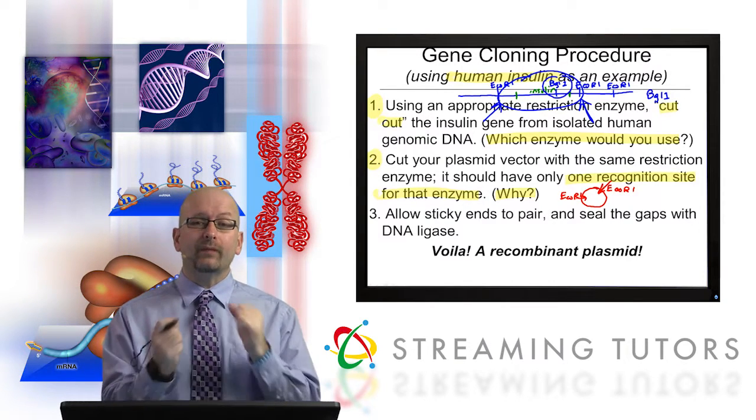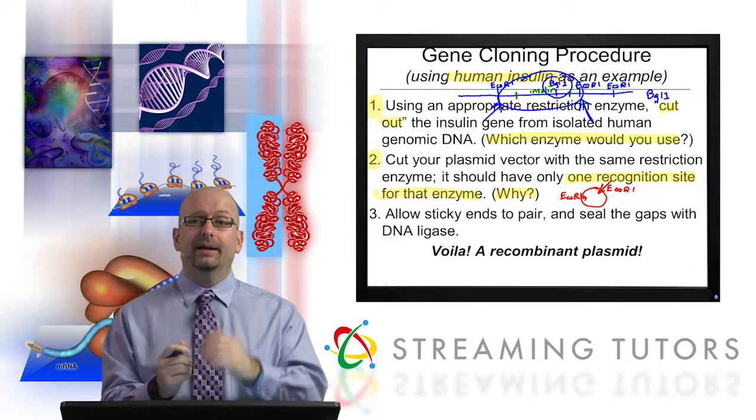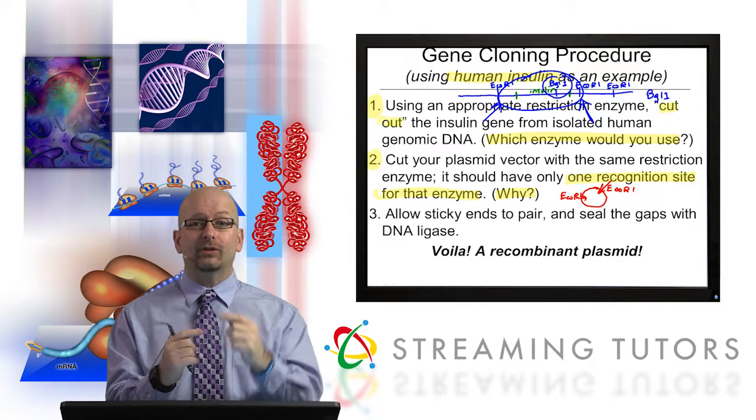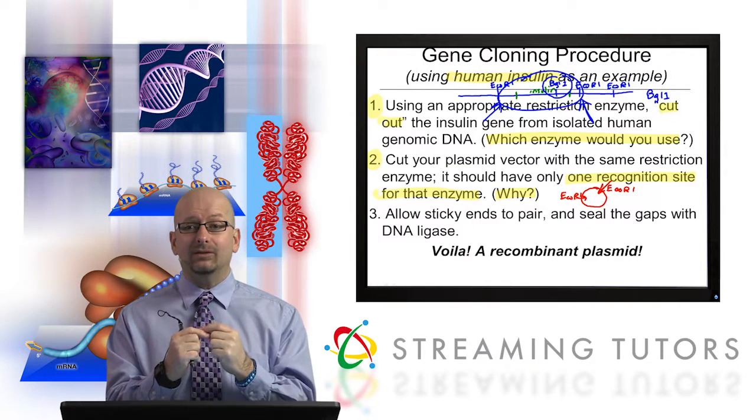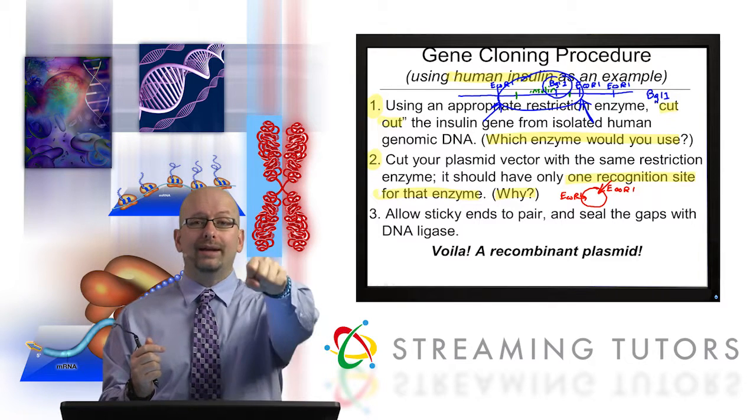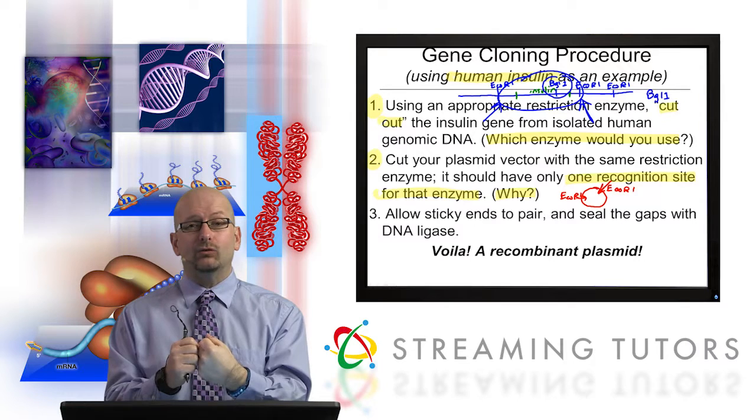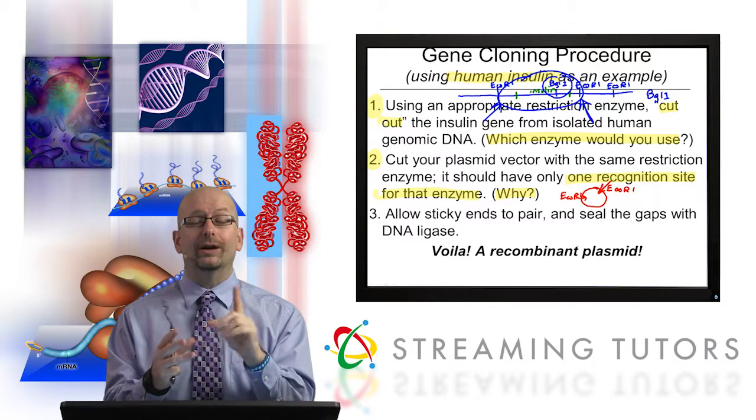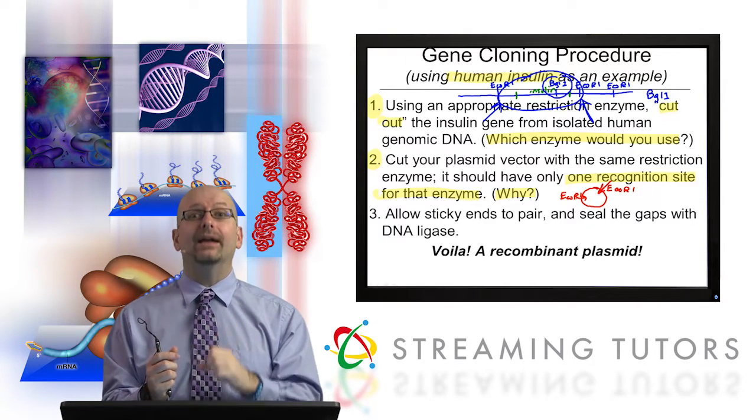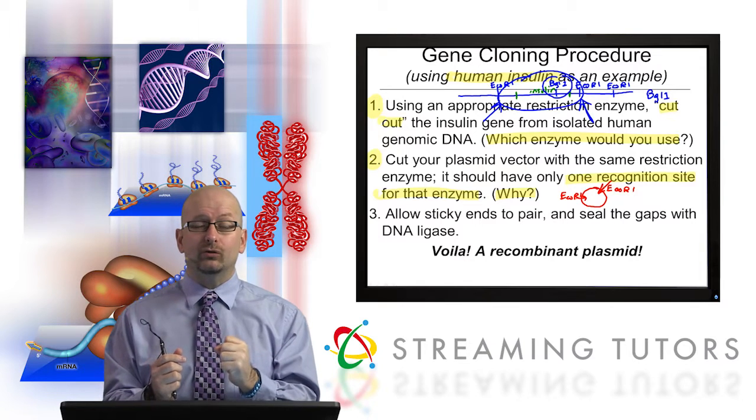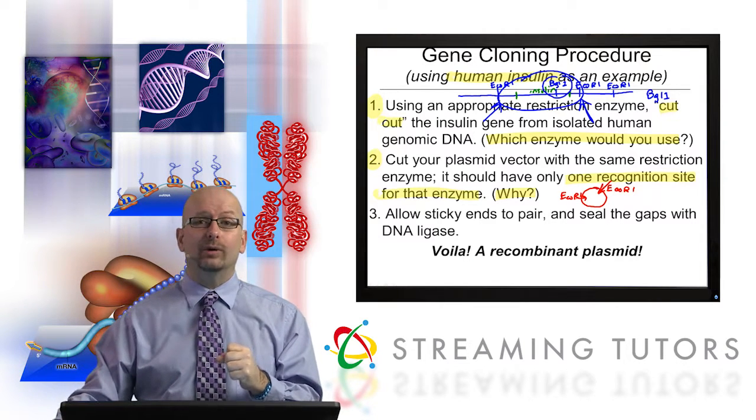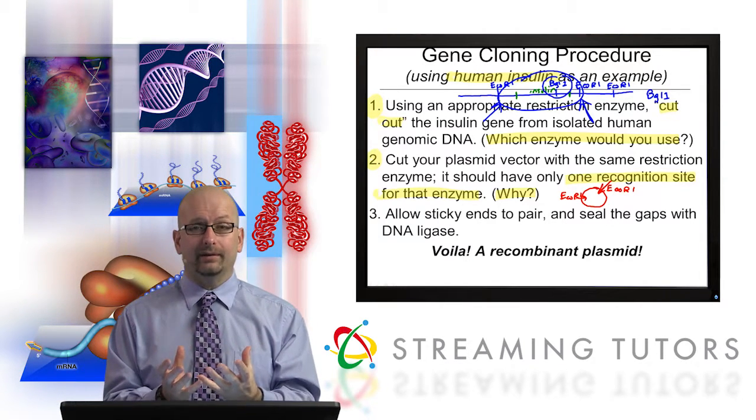Now, hopefully you're getting the idea. You're cutting them both with the same enzyme. They both have the same sticky ends. So now we're going to take our isolated human insulin gene, stick it in a test tube with our cloning vector. Now, we're going to be careful to add a lot more of our gene of interest than we have of the cloning vector. This is a kinetic thing.